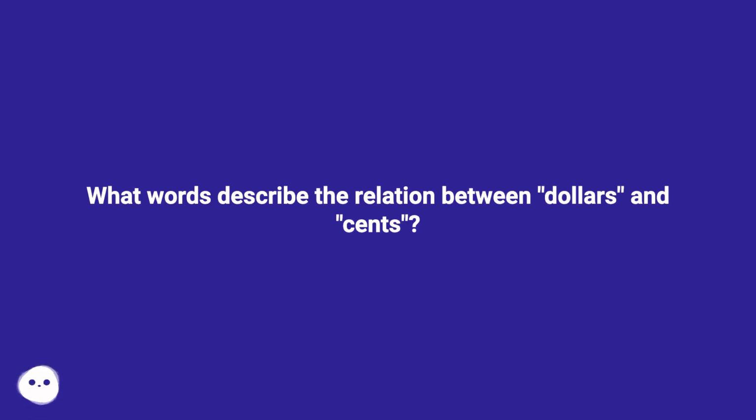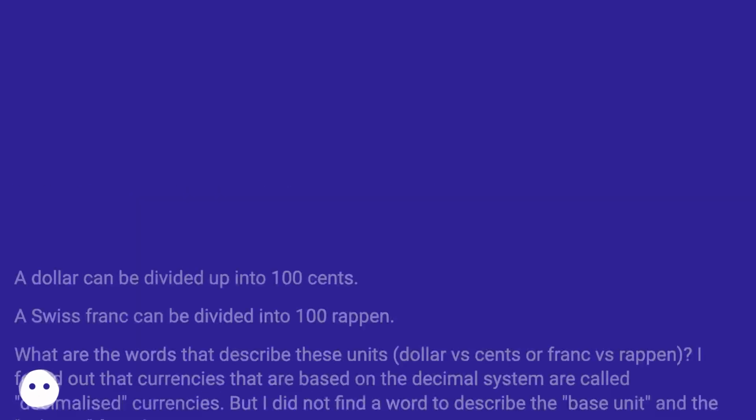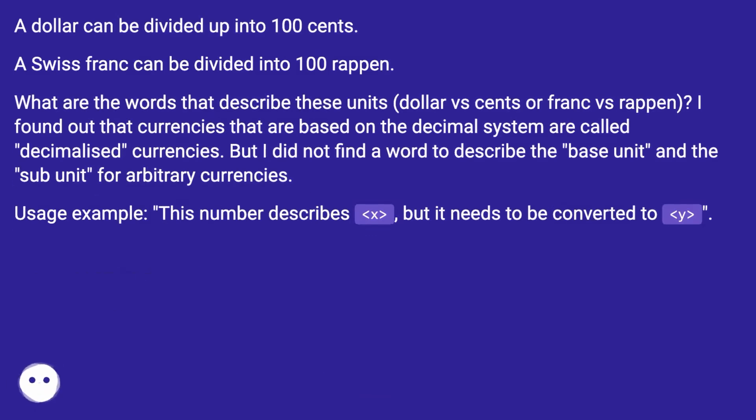What words describe the relation between dollars and cents? A dollar can be divided up into 100 cents. A Swiss franc can be divided into 100 rappen. What are the words that describe these units, dollar versus cents or franc versus rappen?